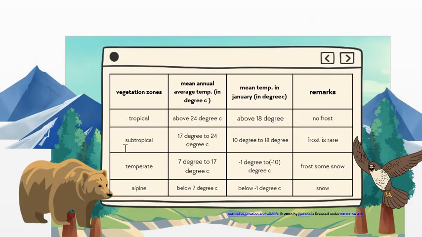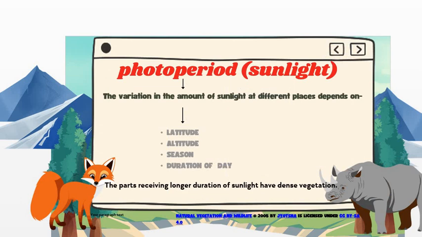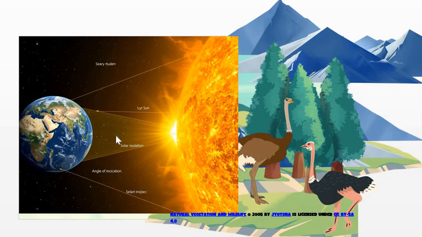This shows vegetation zones, subtropical and temperate. You can see this table according to their average temperature region. Photoperiod is the variation in the amount of sunlight at different places, which depends on latitude, altitude, season and duration of the day. The parts receiving longer durations of sunlight have dense vegetation.